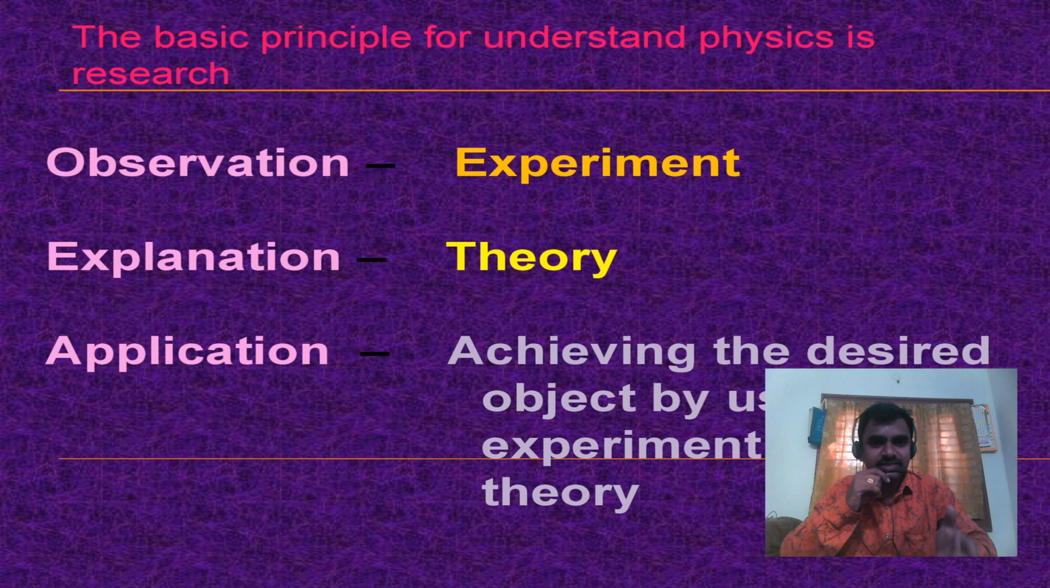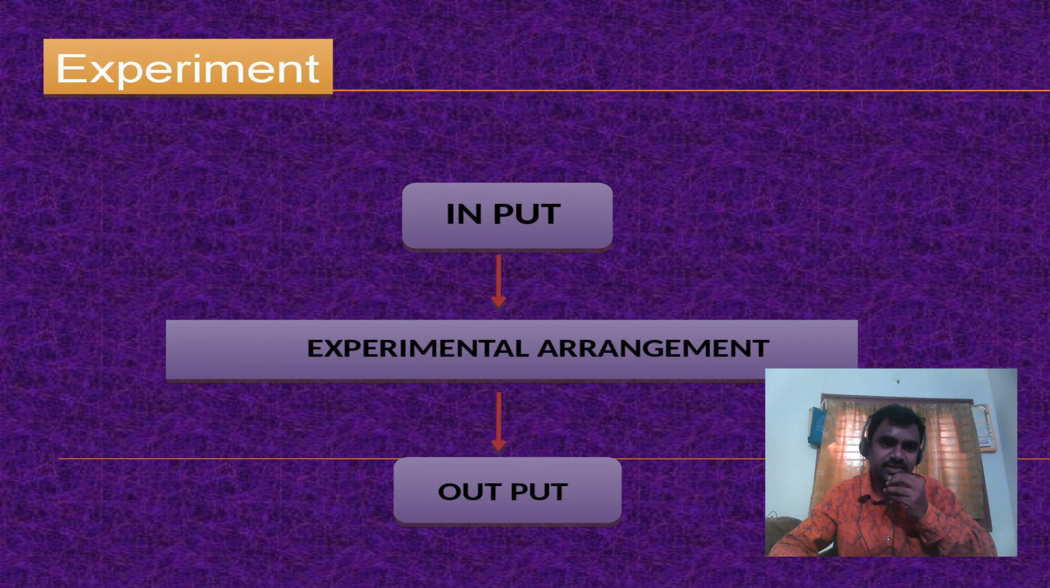Experiment. We are going to the laboratory and we have a little bit of knowledge to do the experiment. Whatever knowledge we have is called input. That knowledge you give to the experimental arrangement, and finally you get the result, which is called output. The output may be your expected value or not, but that doesn't mean your experiment has failed. No. I tried in a different way.